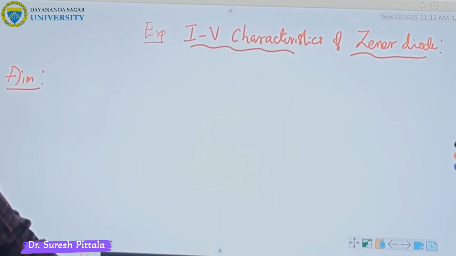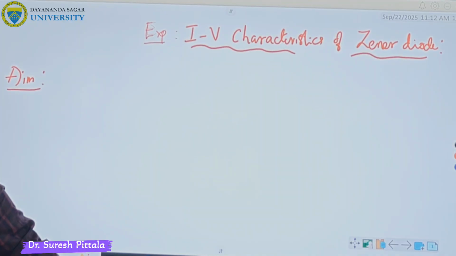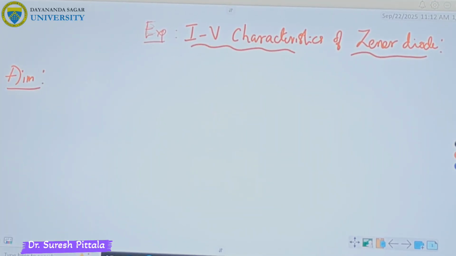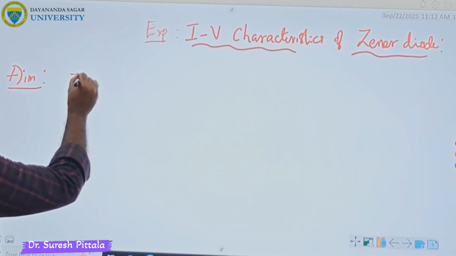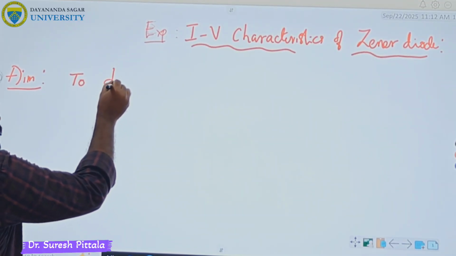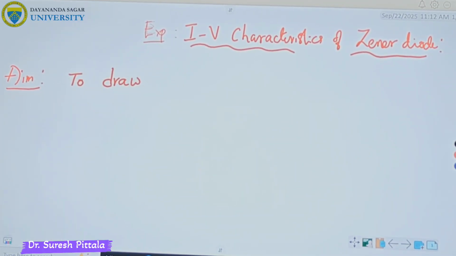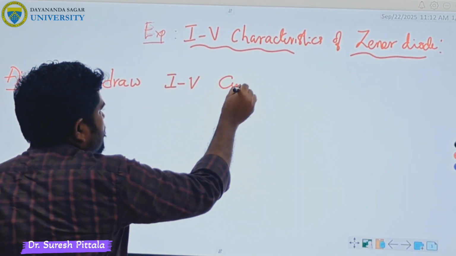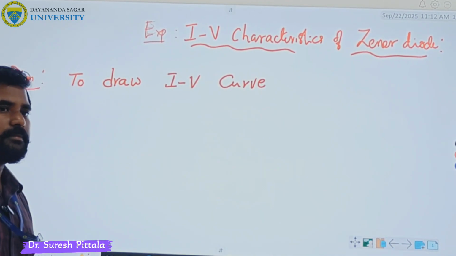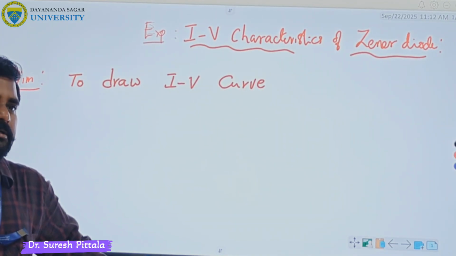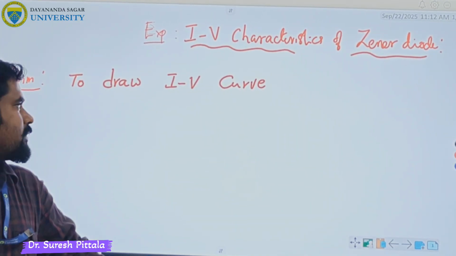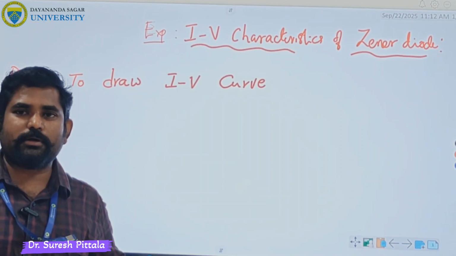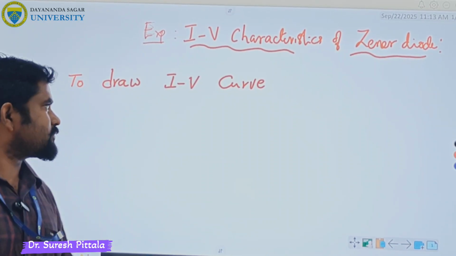So to study VI characteristics, or usually we call it IV characteristics, anything is fine. The aim is to study and draw your IV curve. To draw the IV curve, what is I? Current. Is current coming as input or output? Output. So what is V? Voltage you are giving as an input to what? Zener diode. So that is very important.